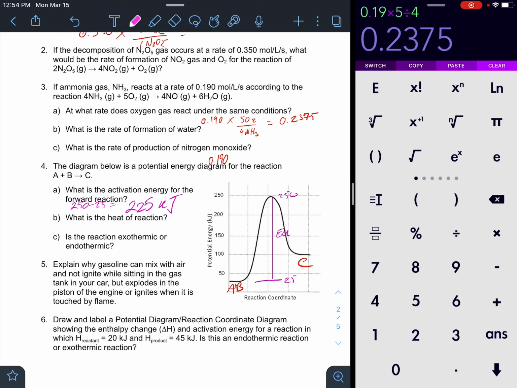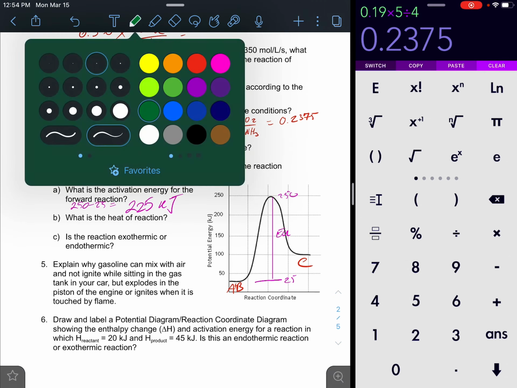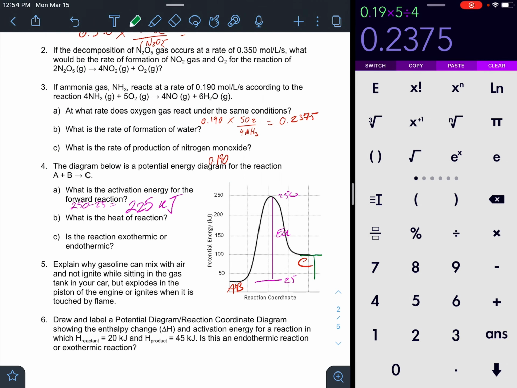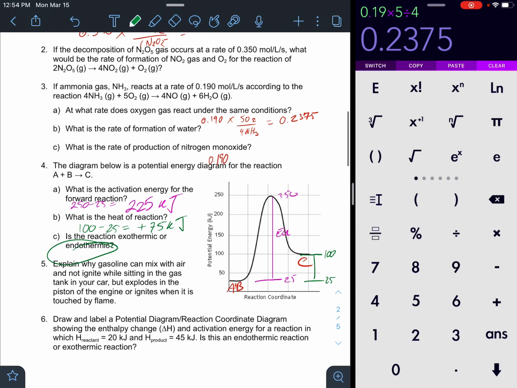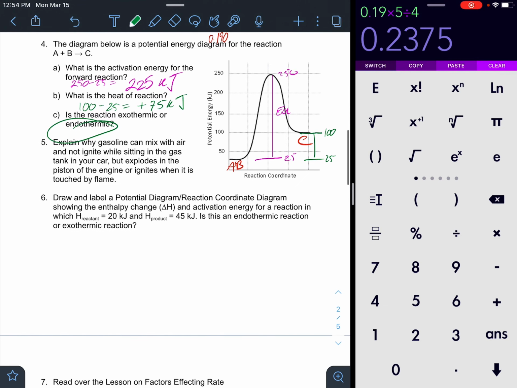What is the heat of the reaction? So that heat of reaction is going to be between the product and the reactant. So the product here is at 100. This one's at 25. So we're going to say that that's 100 minus 25, giving us positive 75. Remember that this is going to be important as to whether it's positive or negative. Is it endothermic or exothermic? And it is endothermic. The product has more potential energy stored in it based on the arrangement of atoms.